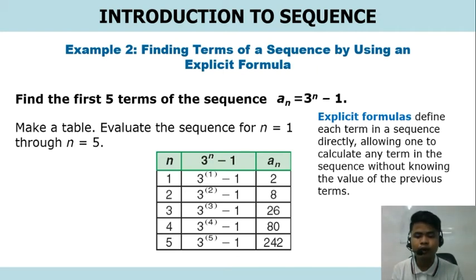Next, if you want to find the value of the fifth term, just substitute 5 for n. That's why here it became 3 raised to the exponent 5 minus 1. 3 raised to the exponent 5 is equal to 243. Then minus 1, it is equal to 242. That's why the value of the fifth term is equal to 242. Therefore, the first 5 terms of the sequence are 2, 8, 26, 80, and 242.